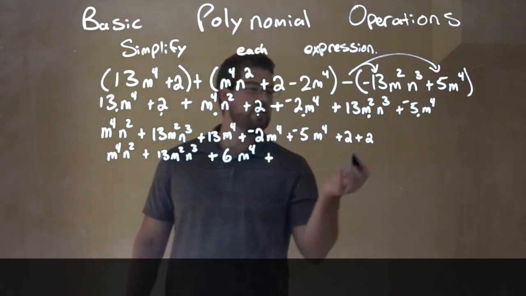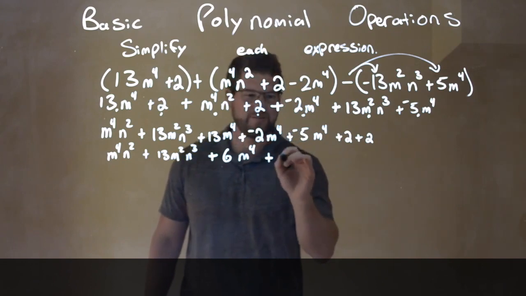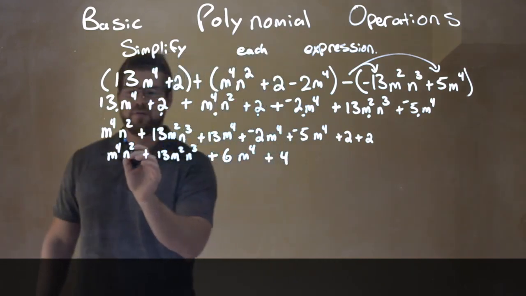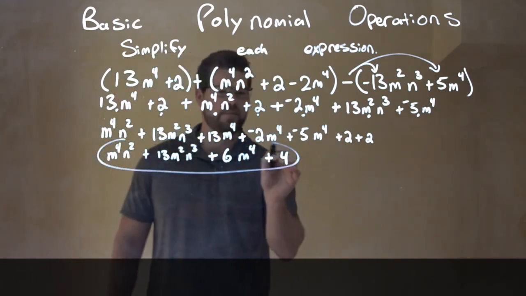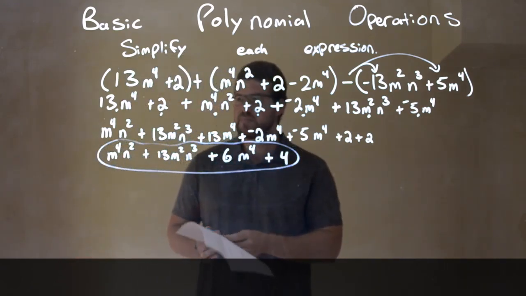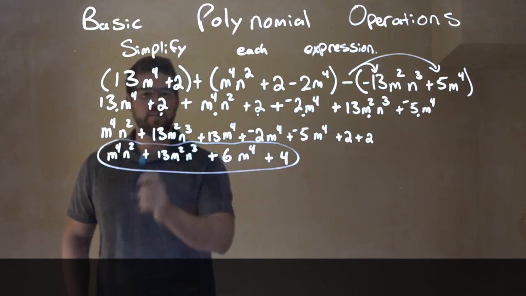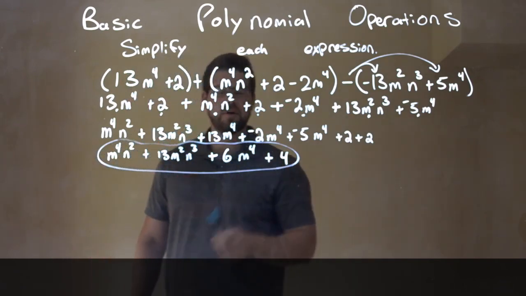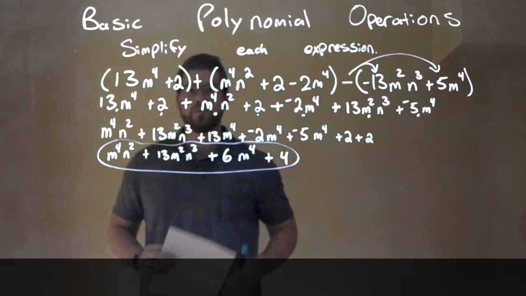And then, lastly, we have 2 plus 2 is 4, right? So now we have our final answer, our simplest form. I'm circling it, and there we have m to the fourth n squared plus 13m squared n to the third plus 6m to the fourth plus 4.